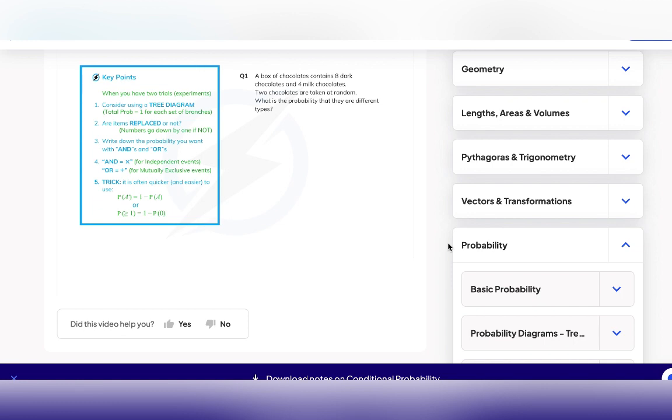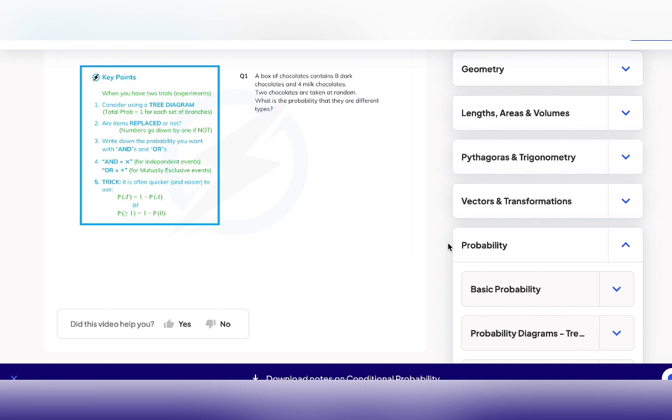So here we have a box of chocolates with 8 dark chocolates and 4 milk chocolates in it. That's 12 in total. And 2 chocolates are taken at random. It very clearly says they're both taken out at the same time, but we treat that as one after the other without replacement. So these are clearly not replaced. In my experience, in my household, chocolates are never replaced. And we're asked what the probability is that they are different types.